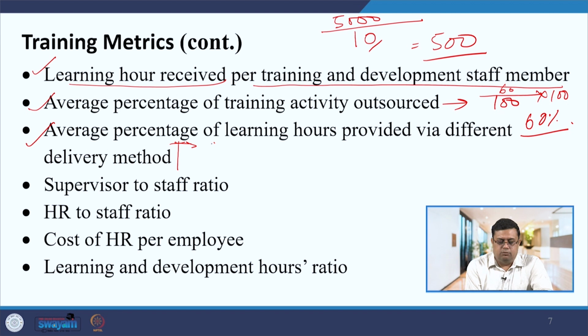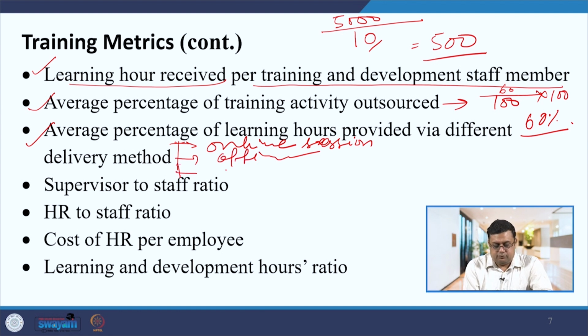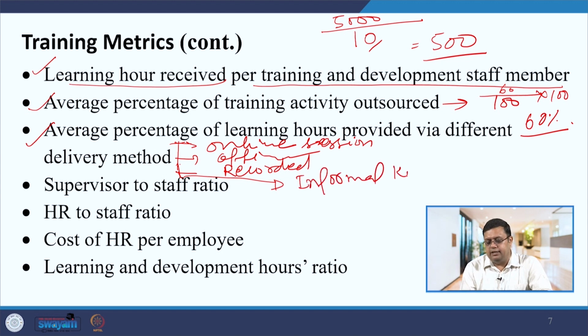So, let us assume online sessions: how many hours of training are provided, offline how many hours, then through recorded e-material how many hours, and informal knowledge sharing sessions, how many hours. That is how you can calculate the average percentage of learning hours for each session, right.